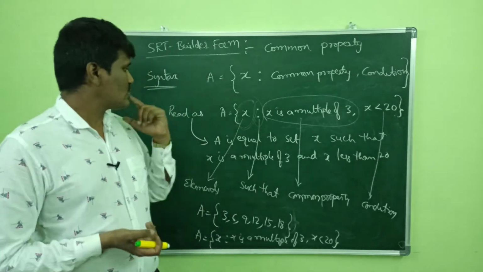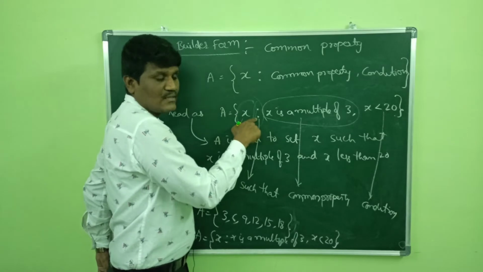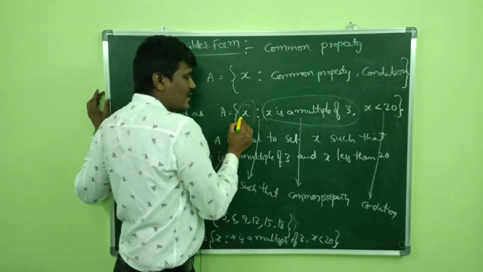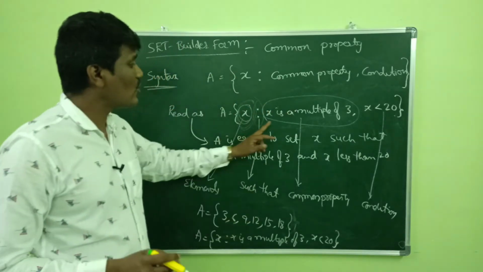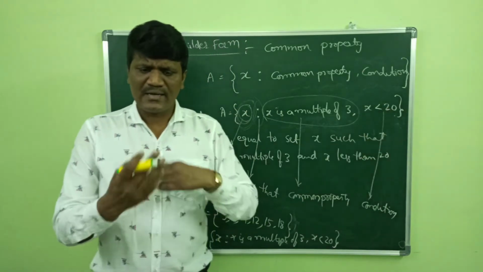Okay, here the most important thing is x such that. x such that. So always I am writing this x. How are we writing it? The common property. So the important things here are the common property and the condition. Let us see some examples.